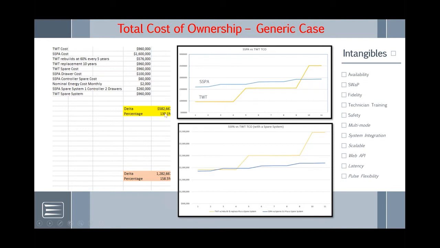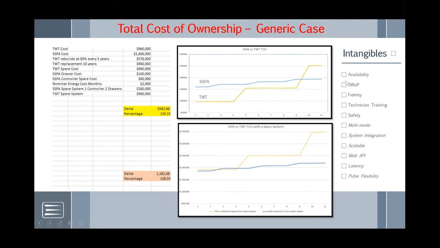Now on the bottom chart, same cost as above, same assumptions, but the initial condition is buying a spare system for both the TWT and the solid state. So in the case of the solid state transmitter, a complete spare system consists of a single 3U controller and 2 spare 2U amplifier drawers. So the initial costs are nearly the same, and in the end, the tube solution is 60% more expensive than the solid state. And on top of the cost savings are the intangibles.